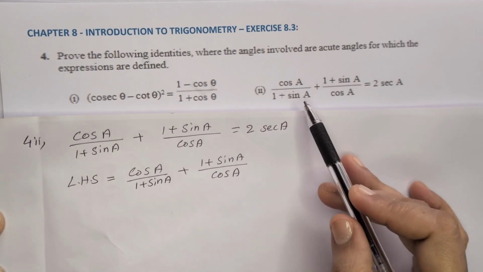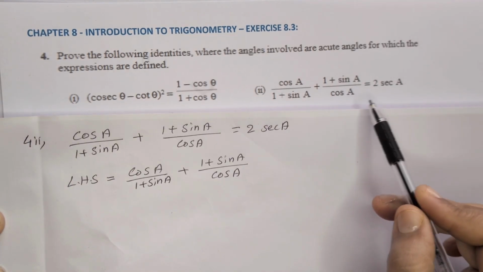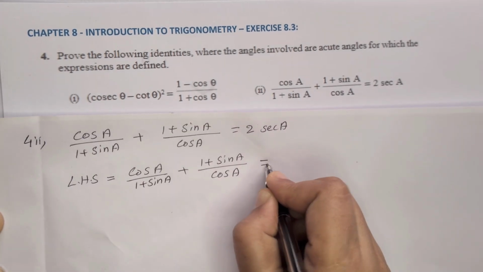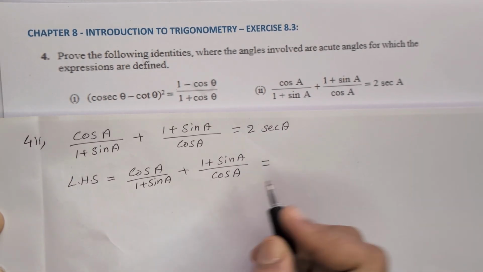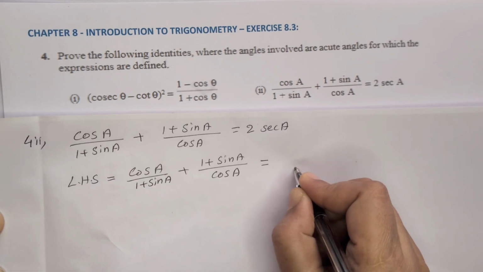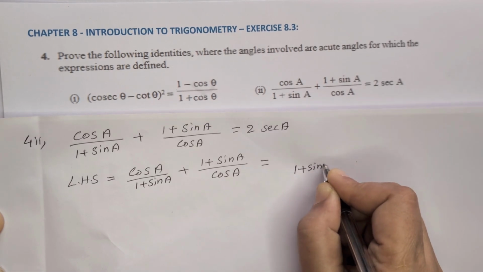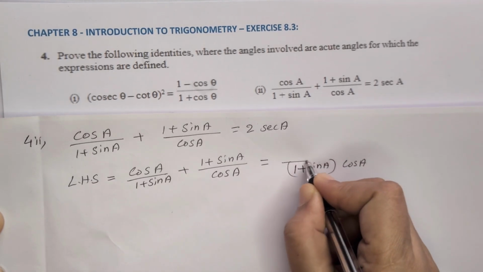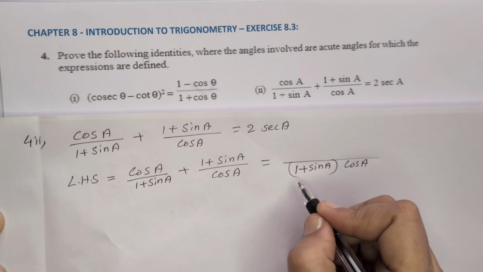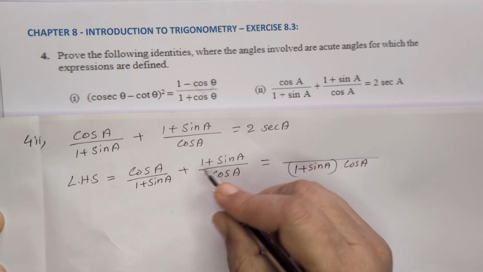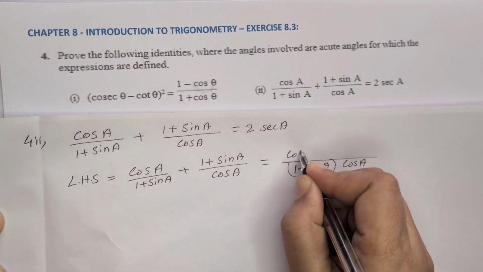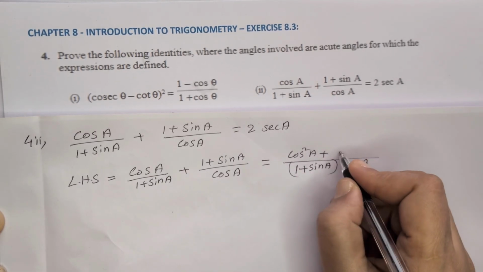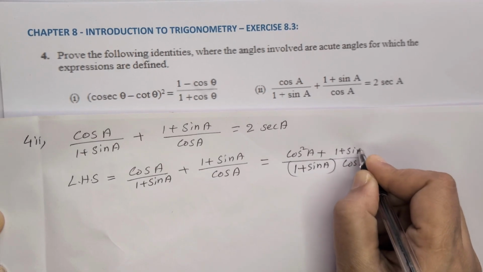Second one, cos A by 1 plus sin A plus 1 plus sin A by cos A is equal to 2 sec A. Here also we are starting with LHS. That is equal to, 1 plus sin A and cos A are there in the denominator, so we take the common LCM, 1 plus sin A into cos A, as the common denominator. And when we are taking this as the LCM, in the numerator we have to multiply here with cos A. So it will come cos square A, plus here cos A is there, so we have to multiply with 1 plus sin A. Already 1 plus sin A is there.